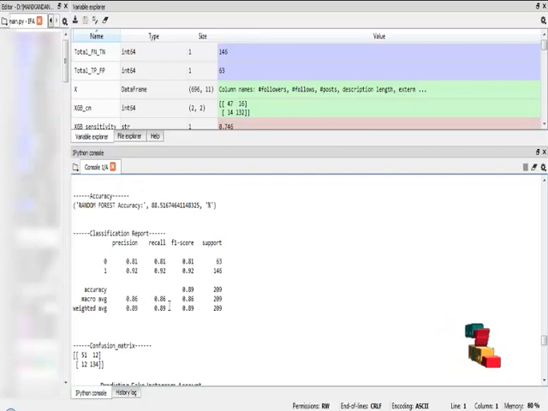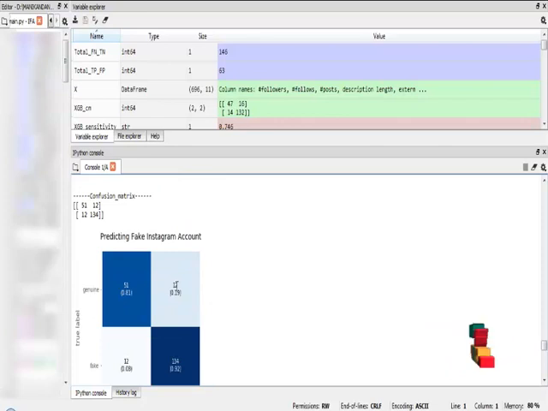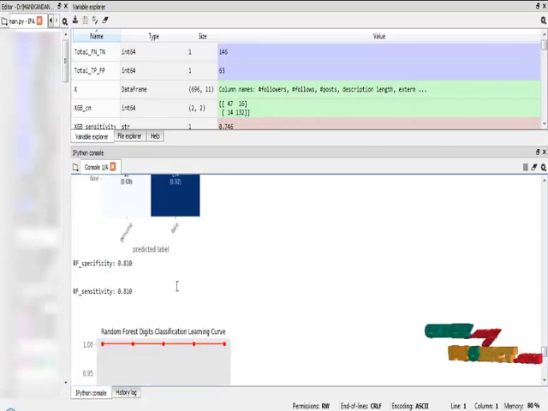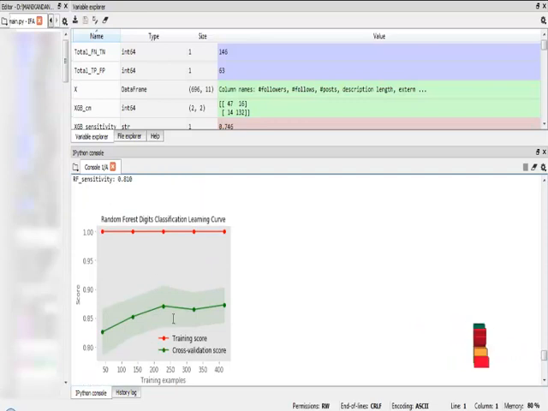And these are the classification reports of the random forest algorithm. And this is the confusion matrix of the random forest algorithm. And this is the specificity and sensitivity of the random forest algorithm, and this is the learning curve of the random forest algorithm.